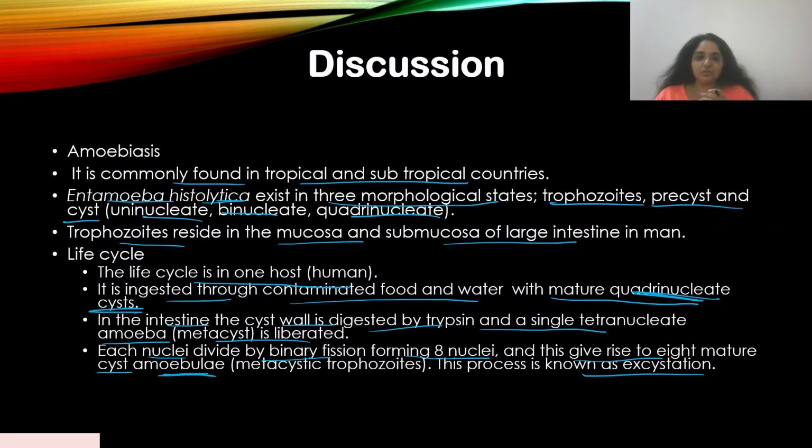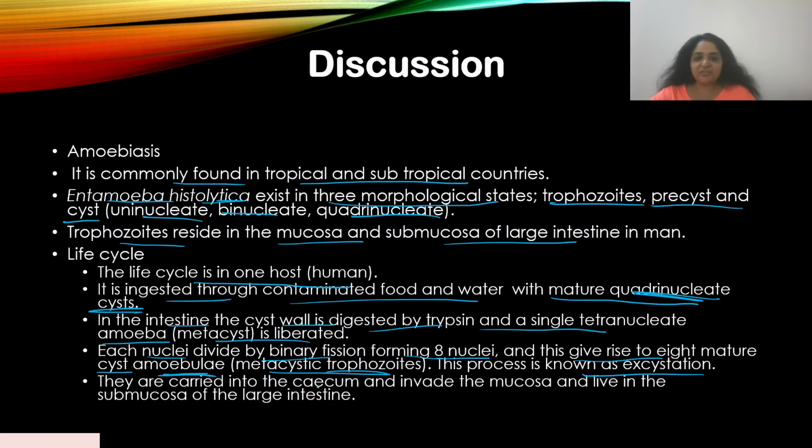So we saw that the cyst entered our system, the human system, and with the help of trypsin, it was liberated. The cyst wall broke and it was liberated. And these nuclei were divided by binary fission, forming 8 nuclei. And then this gave rise to 8 amoebulae. Actually, they are known as metacystic trophozoites. So this is known as excystation.